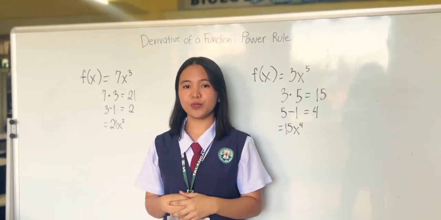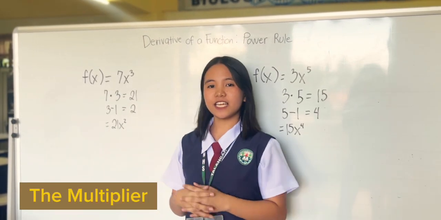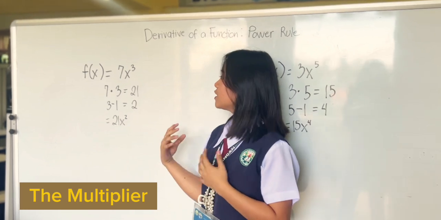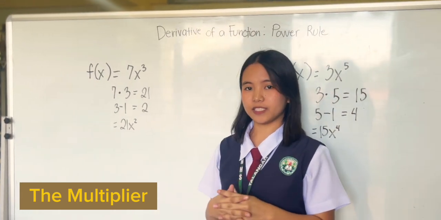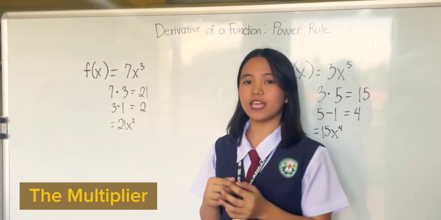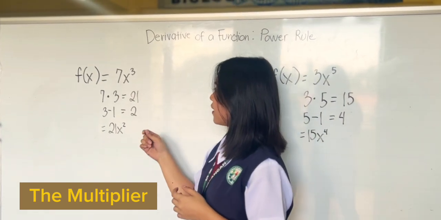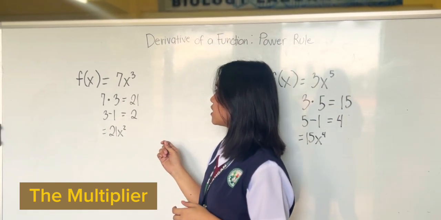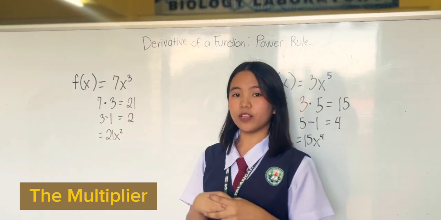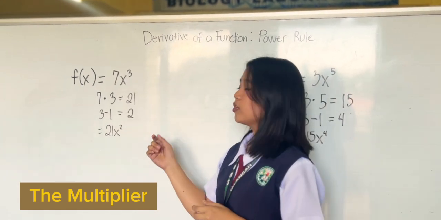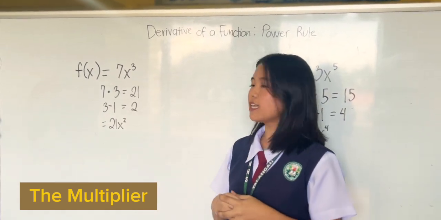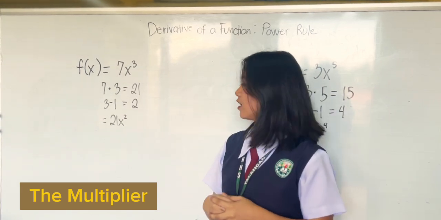Let's now proceed with multiplying. Let's take a look at this example. Let's first identify the parts. 7 is the coefficient and 3 is the exponent. Now, multiply 7 and 3. 7 times 3 is 21. Then subtract 1 from the exponent. So 3 minus 1 is 2. And our final answer is 21x squared.